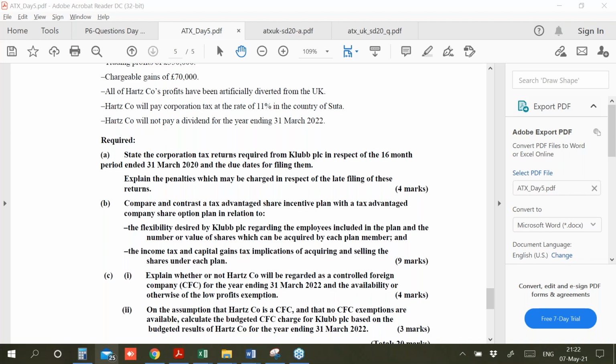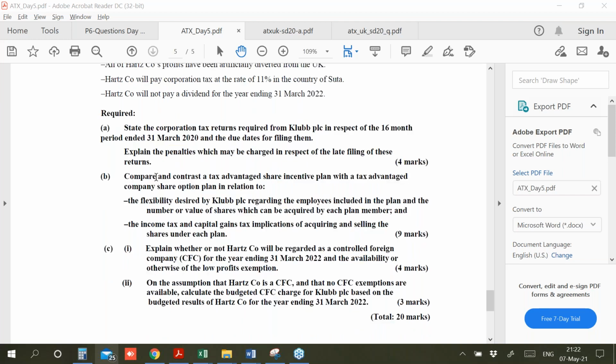On the assumption that Hardsco is a CFC and that no CFC exemptions are available, the budgeted CFC charge for Club PLC, based on the budget results for the year ending 31st March 2020, needs to be calculated. So guys, this question will cover a few key concepts. The first is when to submit the tax return. I've cleared the confusion between 9 months and Monday and the submission of the tax return. The second will help us revise the company share option plan, CSOP, and SIP, the share incentive plan, and the third will help us revise the CFC.